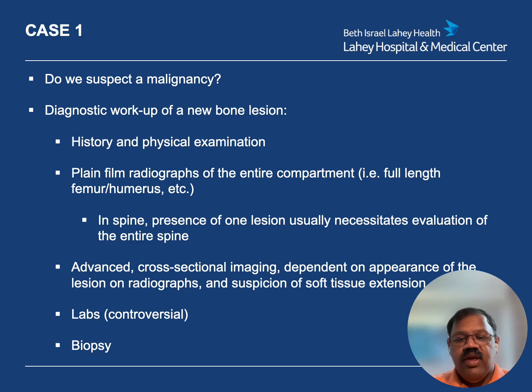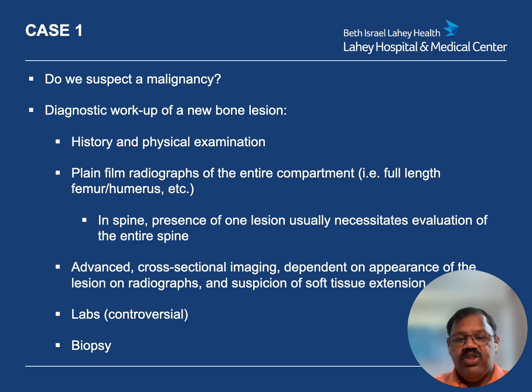And as we discussed before, the diagnosis of a new bone lesion really involves a thorough history and physical examination with plain film radiographs of the entire compartment, which we obtained, tibia and fibula films of the left side, both AP and lateral. In the spine, if you do see a lesion like this, remember that you need to ensure that the entire spine is appropriately imaged. So usually a lesion, say in the cervical or thoracic or lumbar spine, oftentimes necessitates imaging of the entire spine to ensure that this is not a multi-level process.